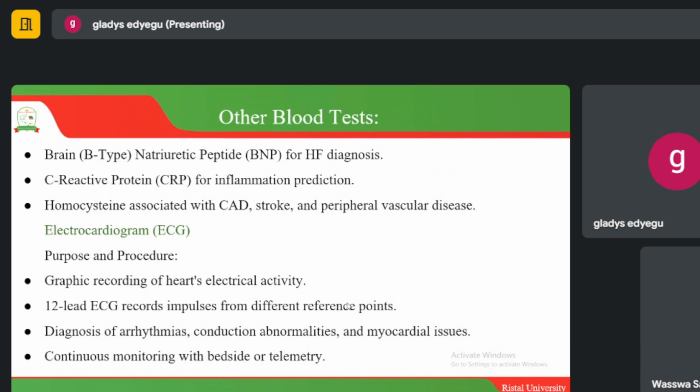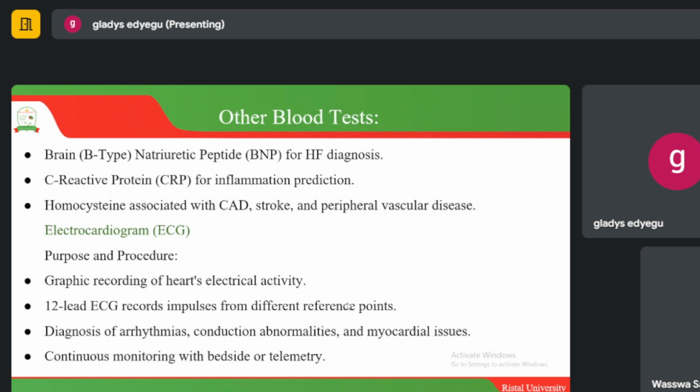Then we also have to do an electrocardiogram, and this one is basically one of the key investigations that we need to do. This one is not a blood test, but it is done with the ECG machine, which gives you the readings, and the doctors are able to interpret. We have the radiologists who are able to interpret some of these readings, and they will tell you what is happening with your patient.